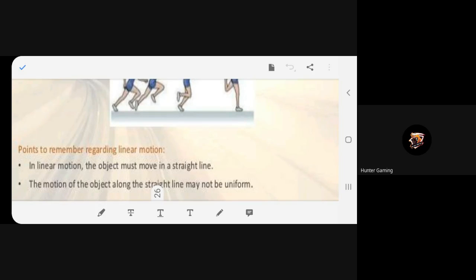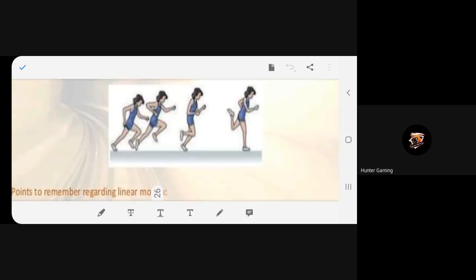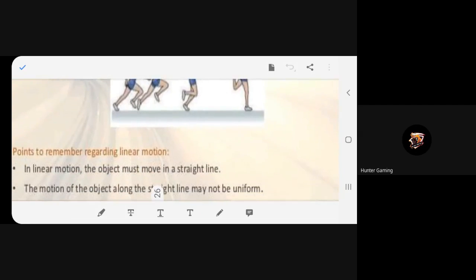So in linear motion, the object has to move in a straight line. But regarding the motion, for example, you can see over here, the motion is okay. Again, it has increased. Now it has increased so much. So it is changing. The motion is changing. Yes or no? The velocity is changing with time. So it may or may not be uniform.